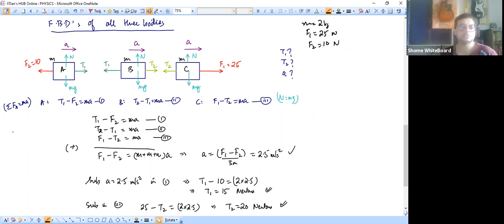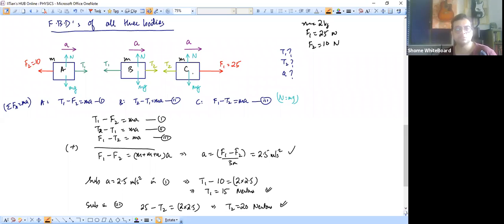The three equations are coming by applying Newton's second law along the x-axis. Summation Fx is equal to ma. So just look at the free body diagram of block A. The net force along the x-axis is T1 minus F2. So that's equal to ma. Similarly for block B, similarly for block C.